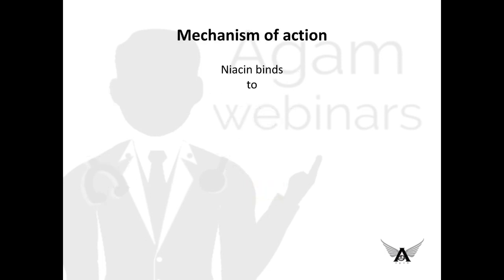Mechanism of action of niacin. What niacin does is it binds to a receptor. Niacin binds to the niacin receptor. So where is the niacin receptor situated? The topic we are talking about is hypolipidemic drugs. So what cell should it be? Yes, it's an adipocyte. In the adipocyte cell, there is a membrane.